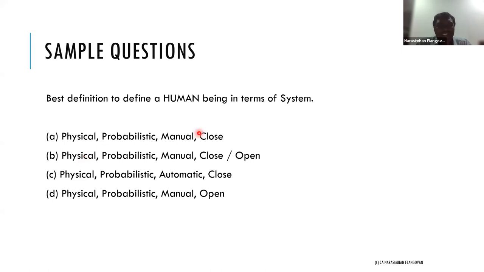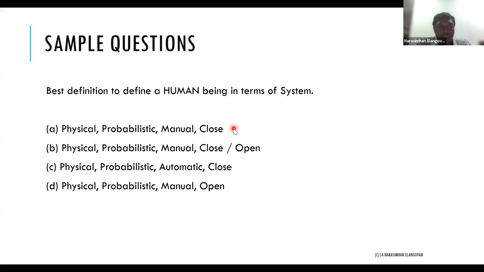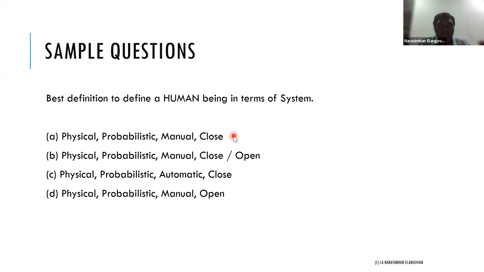And last, you could expect a strange question completely out of the blue like this. With your common sense, you should be able to answer it. Physical is common, probabilistic is common, human being is manual, therefore option C, eliminate. Human being is open as well as closed, therefore the answer is B. Physical, probabilistic, manual, closed and open.